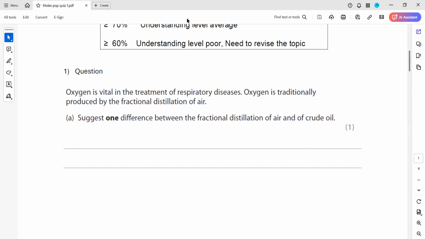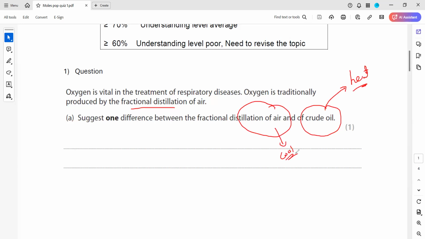Because when fractional distillation is done for the crude oil, we heat it. Whereas for air, it's a gas, so what we do is we cool it down. That's the main difference. We cool down the air so it turns into a liquid, and then it changes its state to gas during the fractional distillation. But for a crude oil, we supply heat energy and different fractions condense at different temperatures as it cools down.